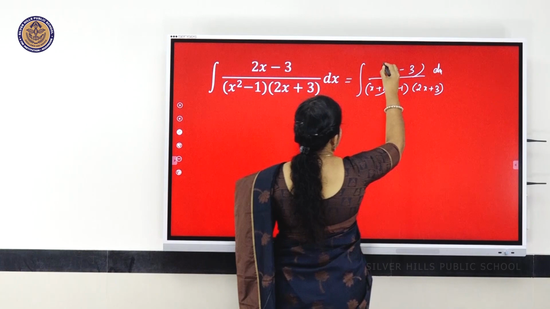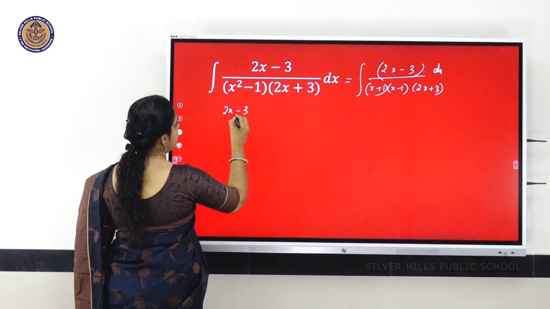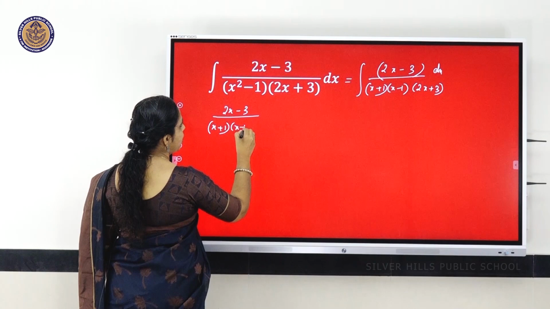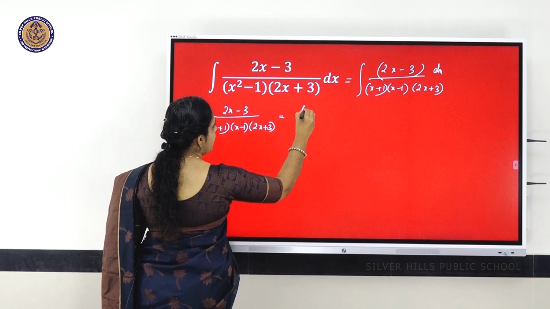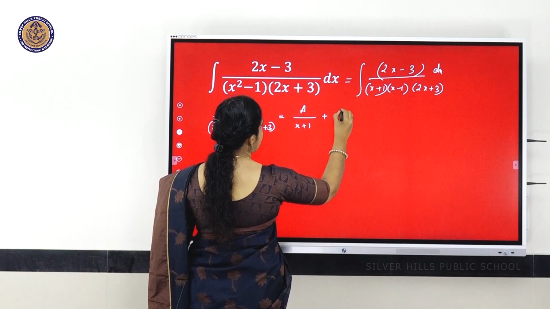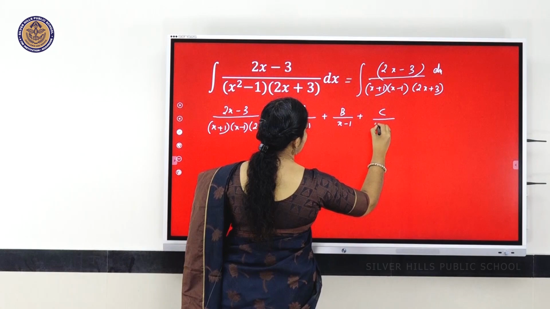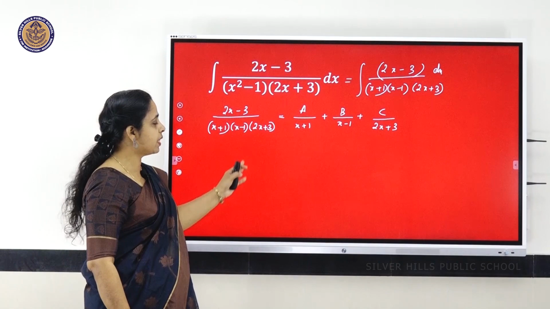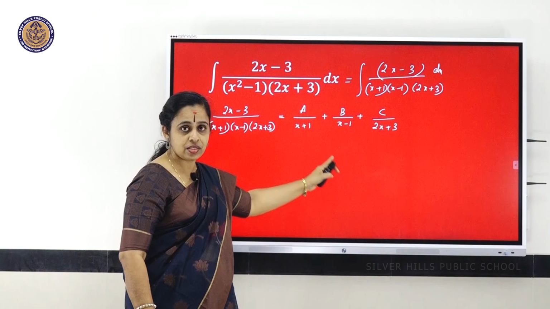Let us take the integrand: (2x minus 3) divided by (x plus 1)(x minus 1)(2x plus 3) equals A divided by (x plus 1) plus B divided by (x minus 1) plus C divided by (2x plus 3). As previous, we will take the LCM on both sides. The LCM will be equal on the left side and right side, so we will eliminate that part and equate the numerators.